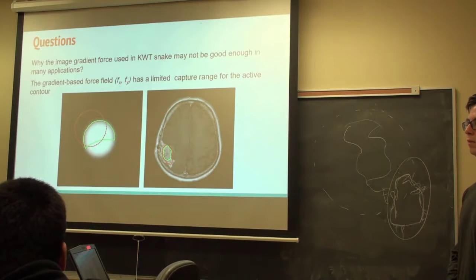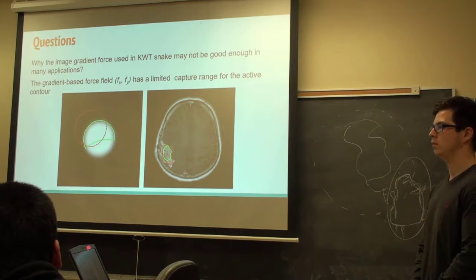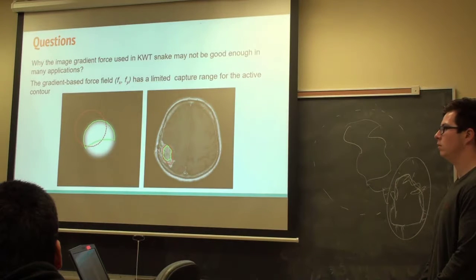Why is that? What is the external energy for those points which are somewhere in the middle of that circle? Like how do you find those points? The energy is computed as minus magnitude of gradient. So what is the gradient at those points? This is the force which is pulling those points. So what is the gradient in the middle of that circle?